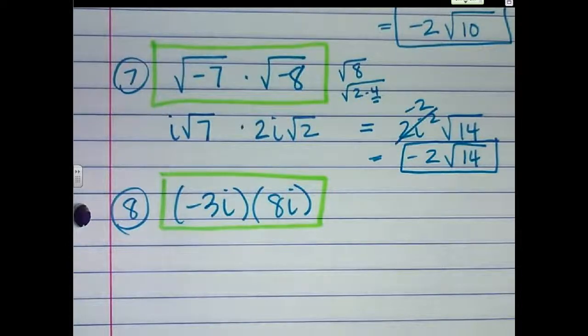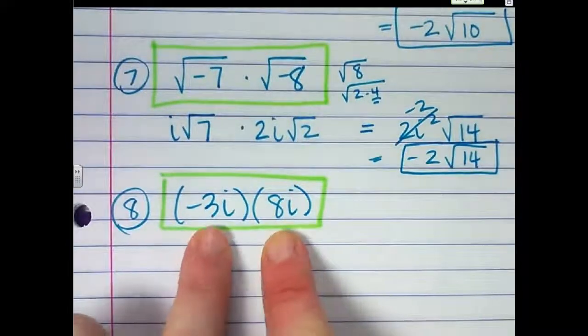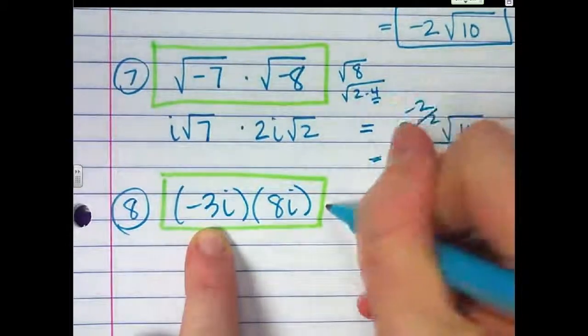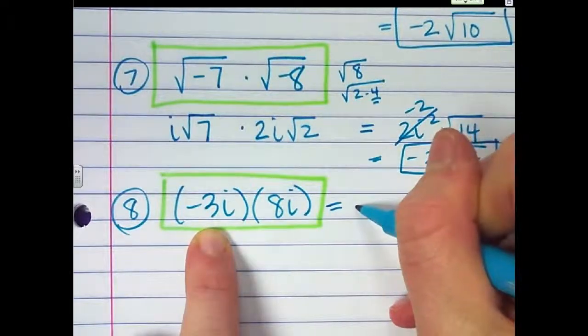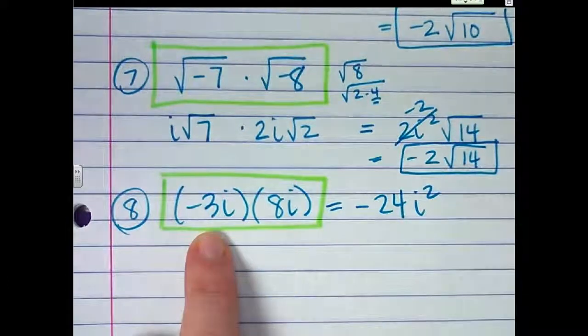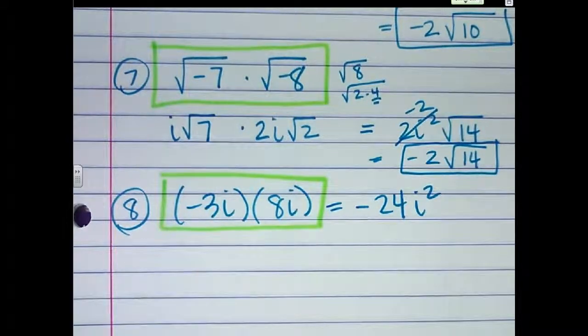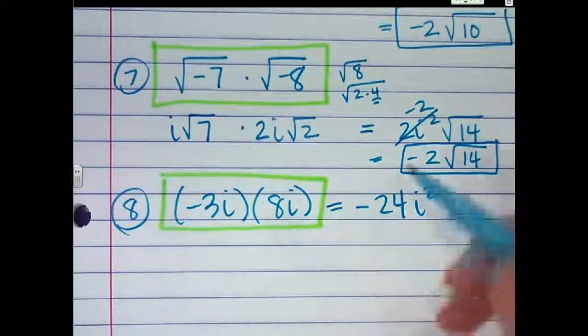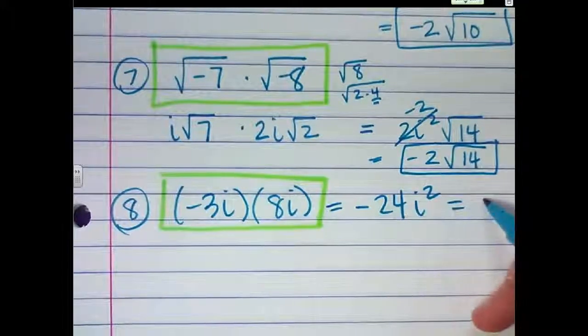Okay, number 8. I don't have any radicals, so I can just go ahead and multiply this. What does this whole thing become? -24 i squared. Good. i squared is -1. So now what does this become? +24.